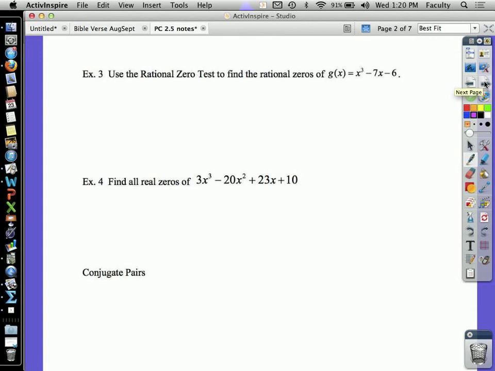All right, let's look at example 3 then. We want to use the rational zero test to find the rational zeros of g of x equals x cubed minus 7x minus 6. So the factors of p would be plus or minus 1, plus or minus 2, plus or minus 3, plus or minus 6. The factors of q would be just plus or minus 1. So we're going to take p divided by q. So this is not very interesting because you're just taking them all divided by 1.